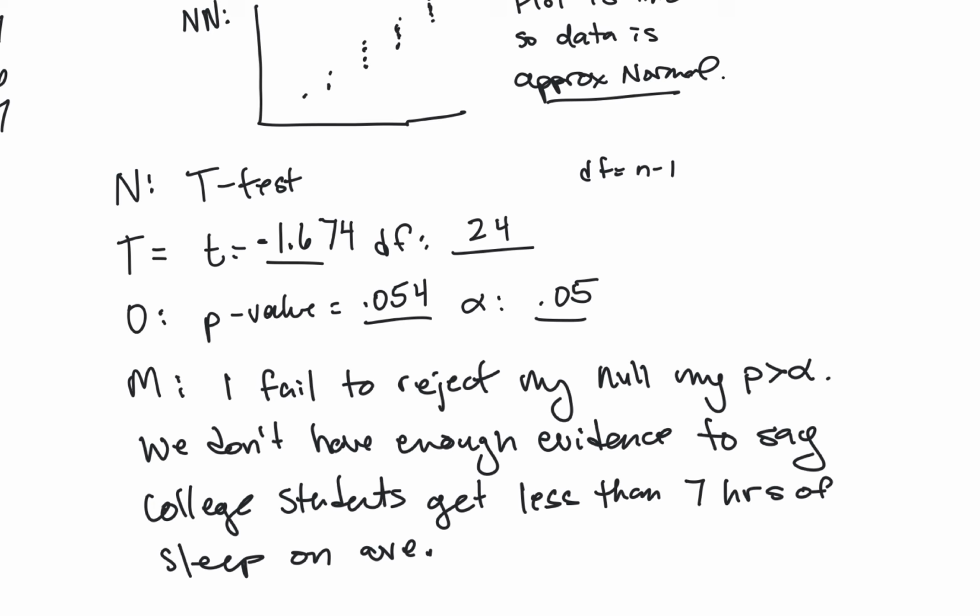Now, I could say we have a good amount of evidence, but at the 5% alpha level, I don't quite have enough, right? If I had increased my sample size a little bit more, maybe gone with 50 students instead, that might have been enough to reduce the variation and reject the null.